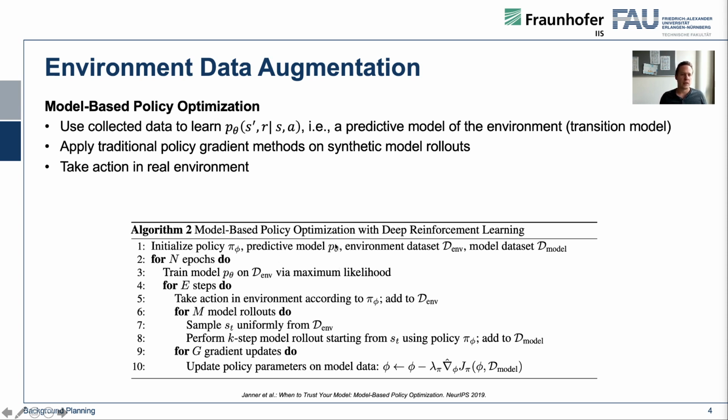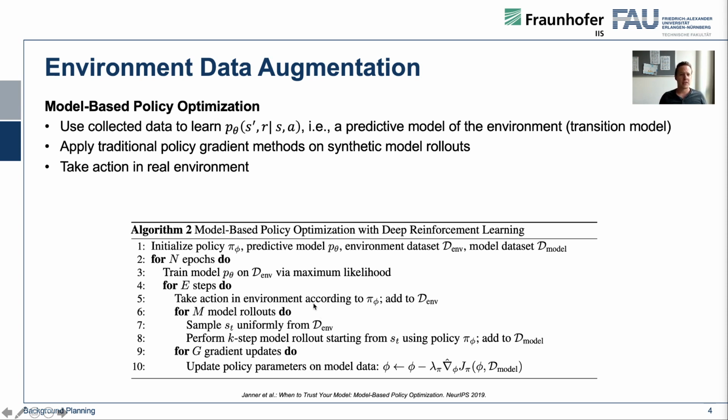So this is just a supervised regression problem, and we can just apply traditional methods of machine learning that are well understood. What we then do over E steps is take an action in the environment according to pi phi, and we add the sample that we get to the environment data set, because we actually did an action in the environment and got a sample from it. And from there we now do M model rollouts.